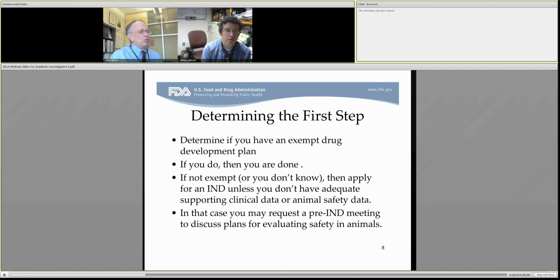And you want to determine if you have an exempt drug development plan going on. There are criteria listed. You can find them in the regulations. I'll be showing them to you in just a minute here. You are actually allowed to decide yourself whether your study is exempt or not. If you do, you don't have to send in an application and you're done.